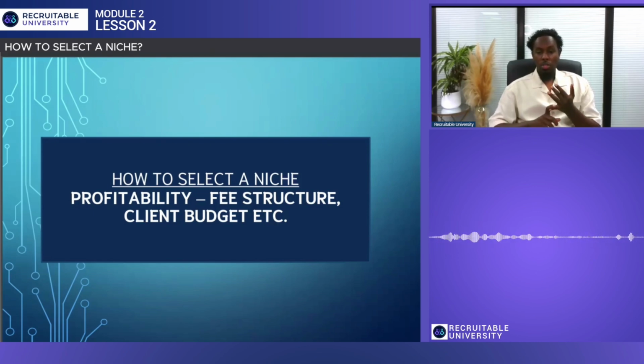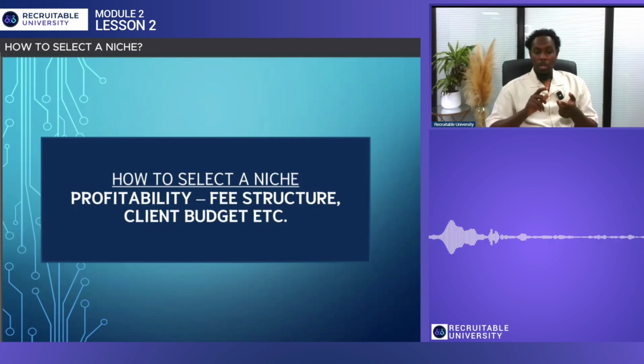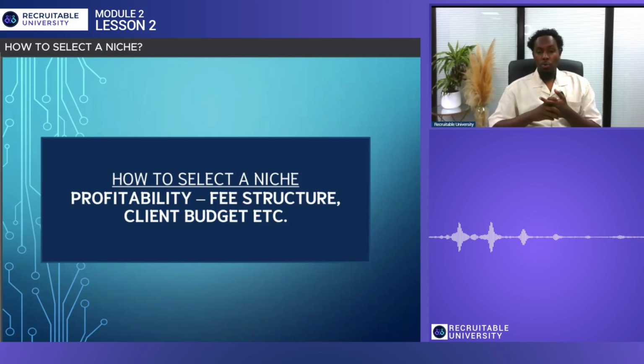So look at the fee structure, look at the niche that you're looking into, how much those candidates are earning, and is it a high-end niche or is it a low-end niche? Then look at client budgets. Are clients looking for recruitment agencies in those fields?